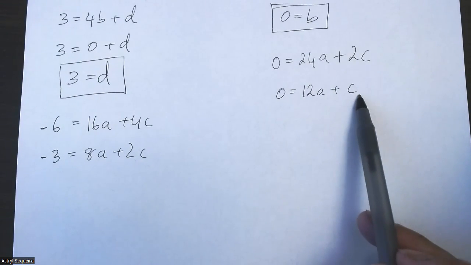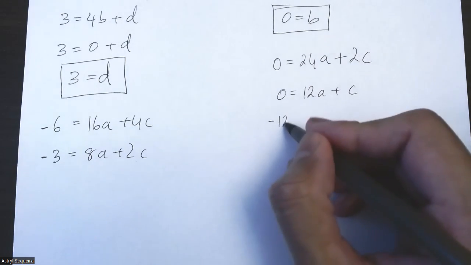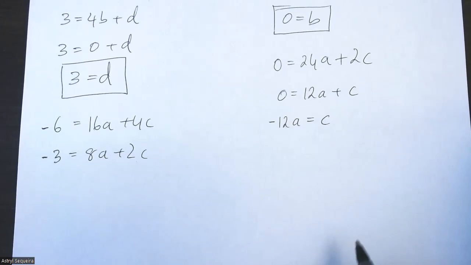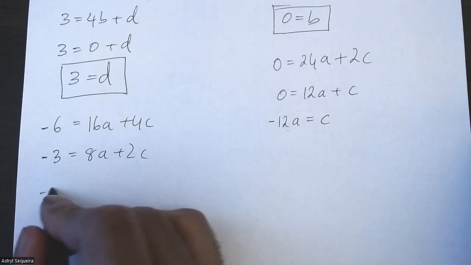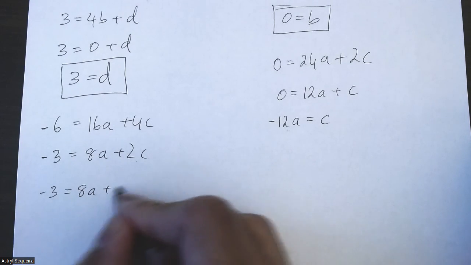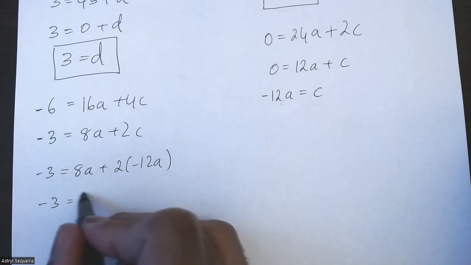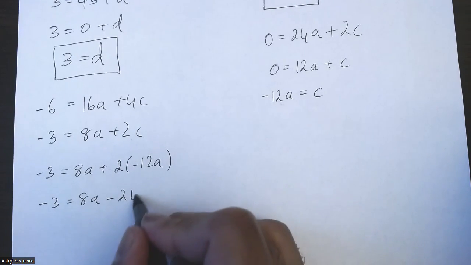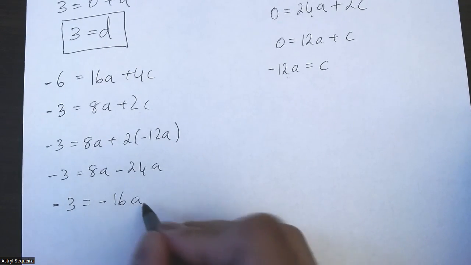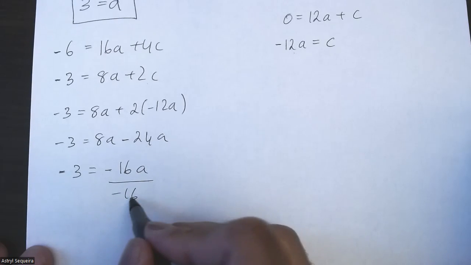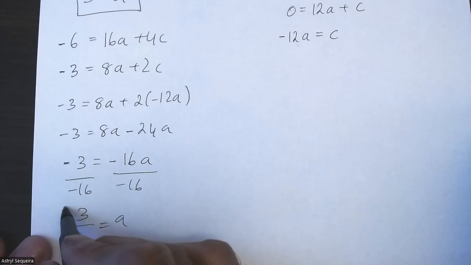So now I want to isolate and do substitution here. The easiest variable to isolate is c here. It has no coefficient. I'm going to move this to the other side. So negative 12a equals c. Then I'm going to substitute this over here and solve. So negative 3 equals 8a plus 2 times negative 12a. Negative 3 equals 8a minus 24a. Negative 3 equals negative 16a, and then I divide by negative 16. So 3 over 16 is my a value.